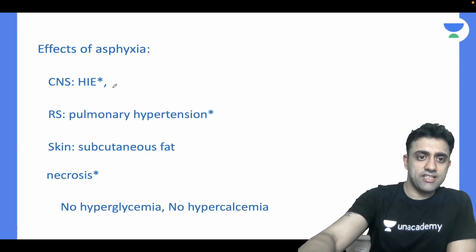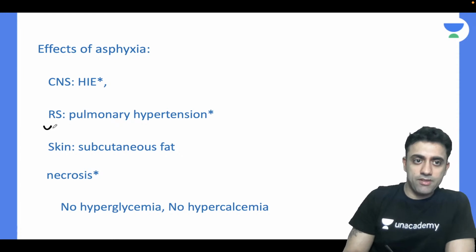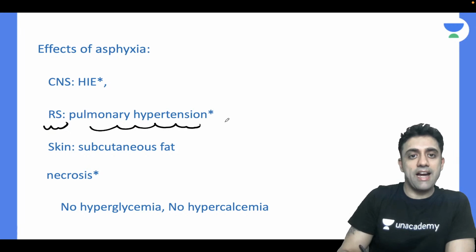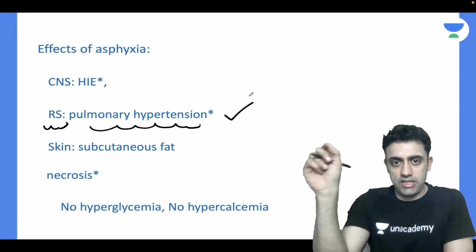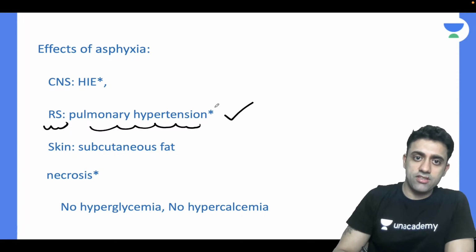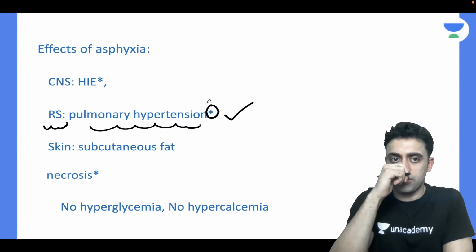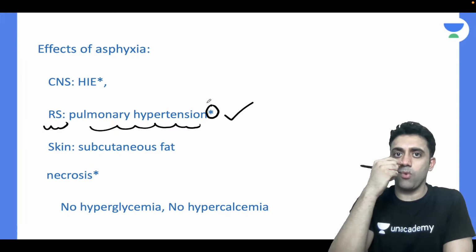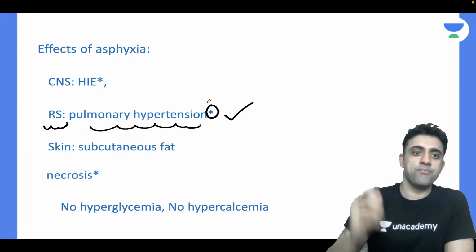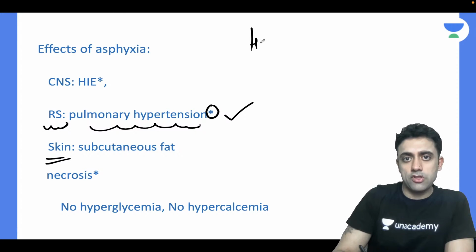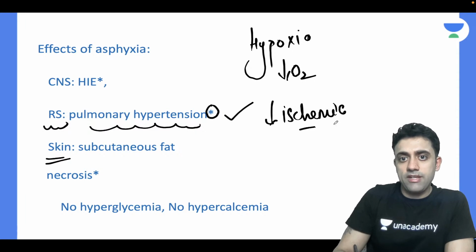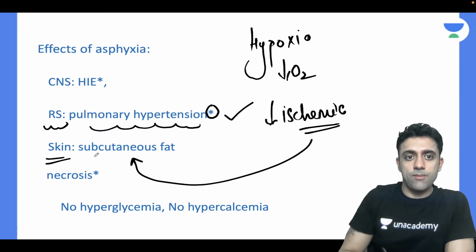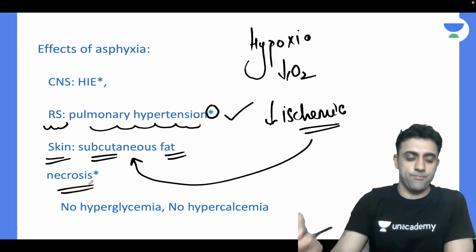In the rest, just remember one thing. In the respiratory system, there will be pulmonary hypertension. The lungs are always involved in that. In HIE, that will lead to pulmonary hypertension. Just write this point in your notebooks. In the respiratory system, one of the important points will be pulmonary hypertension. And in the skin, because there is so much hypoxia, decreased oxygen, damage and ischemia, there will be necrosis. Which necrosis? Subcutaneous fat necrosis.